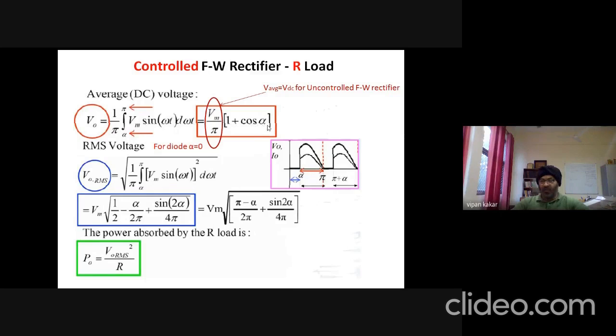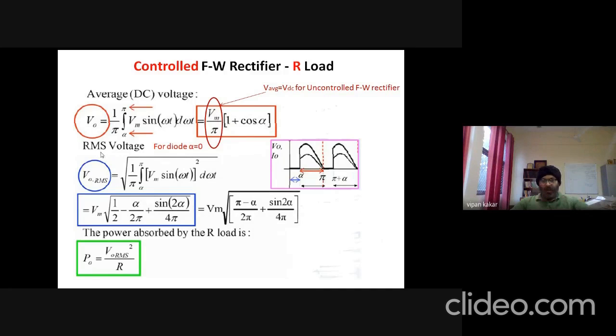If alpha is 0, we have an uncontrolled full wave rectifier. So then the average output, which is a DC output, will be Vm by pi multiplied by 2, (1 plus cos 0), and cos 0 is 1. So 2 Vm by pi is the fixed average voltage at the output. So if we have some angle alpha, which is the firing angle, then the voltage will keep on changing depending upon the value of alpha.